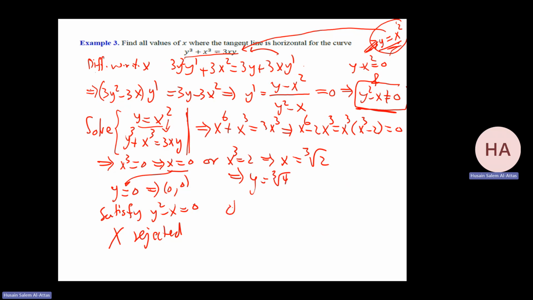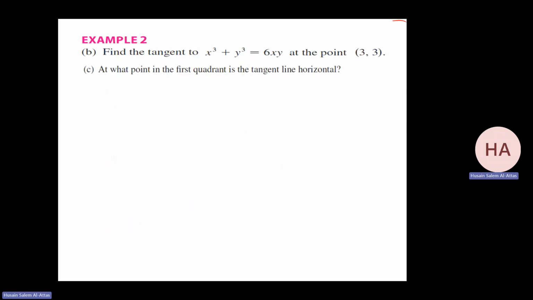Now check y squared minus x. Yeah, for sure it's not equal to 0. So we have only one point, which is cube root of 2 and cube root of 4. Okay. Find the tangent of this at this point. At what point? In the first quadrant.